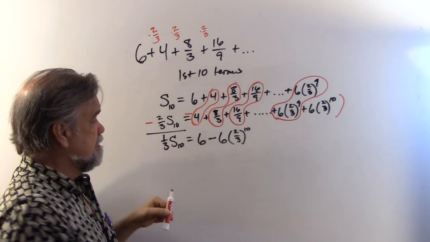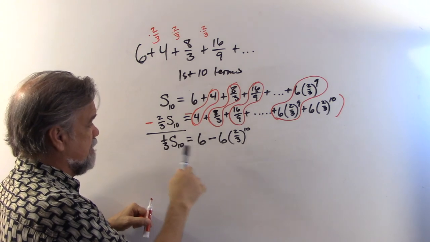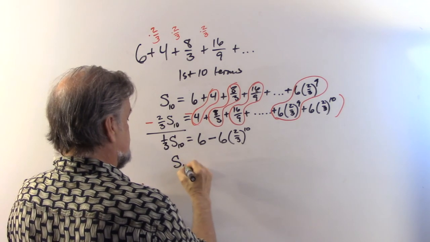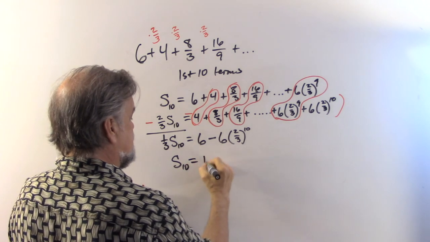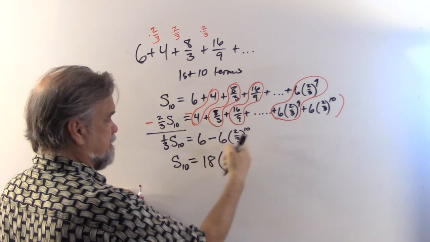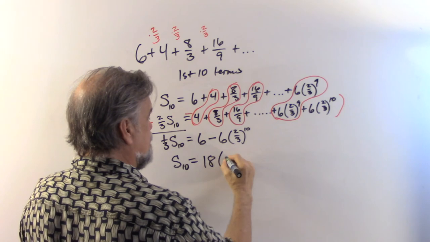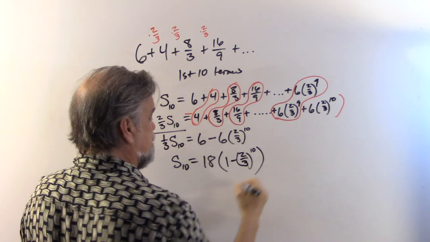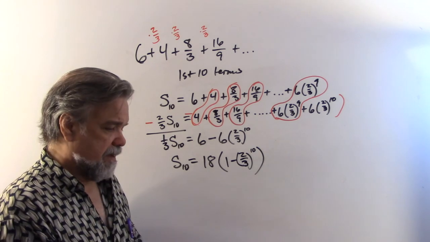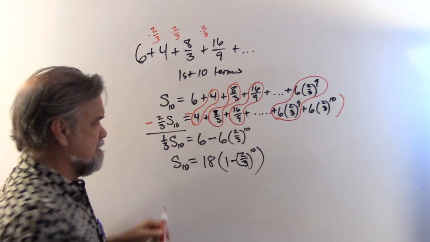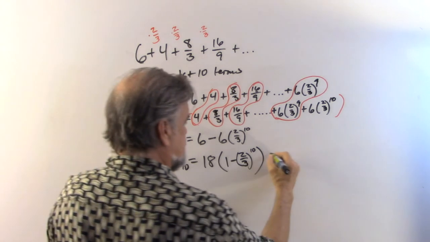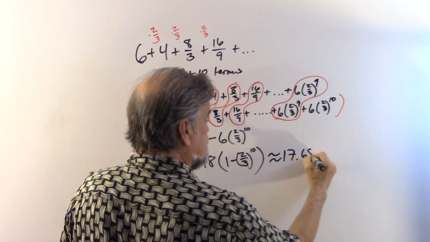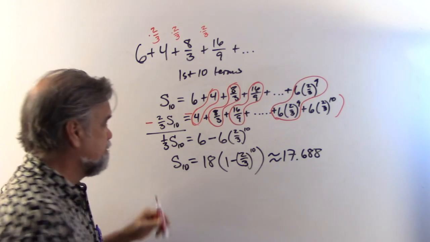Okay. So now if I just multiply both sides times 3, I can figure out what S10 is. It's going to be 18, and let me just factor this out, times 1 minus 2/3 to the 10th power. And what does that come out to be? According to my notes, that comes out to be approximately 17.688. All right.